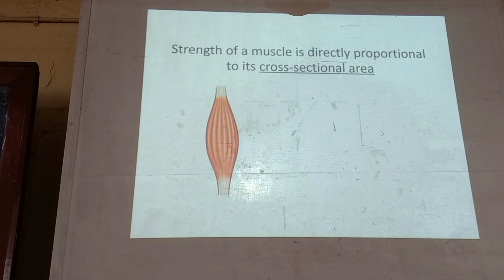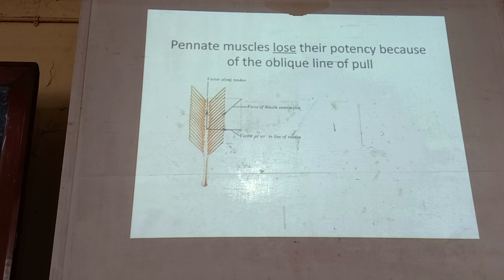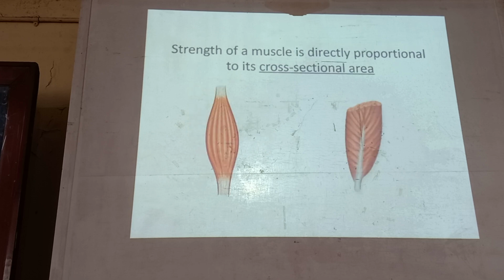Second statement, strength of a muscle is directly proportional to the cross-sectional area. Very easy to understand. This is fusiform muscle. Take the cross-section at the thickest point. Whatever is the area of that cross-section, that's called cross-sectional area. For parallel muscles, this is so very simple. But take the example of pinnate muscle. In these two diagrams, the two muscles appear to be nearly equal in cross-sectional area. But that is not so.